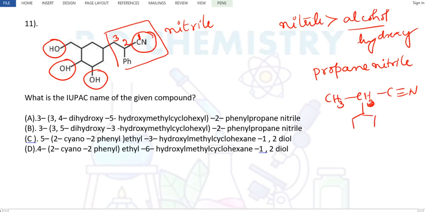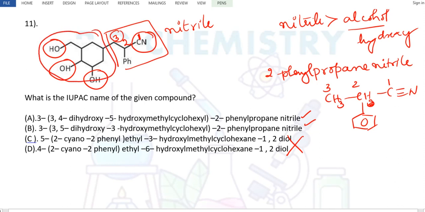Now see here, on the second carbon atom there is a benzene ring. So carbon number 1, carbon number 2, carbon number 3. It will be 2-phenyl. We'll see that first. So 2-phenyl is there in the first option and second option. So C and D are not the answer. Now we'll proceed. Now I said it is 2-phenyl. Now this entire group at position 3, separately we'll name it.